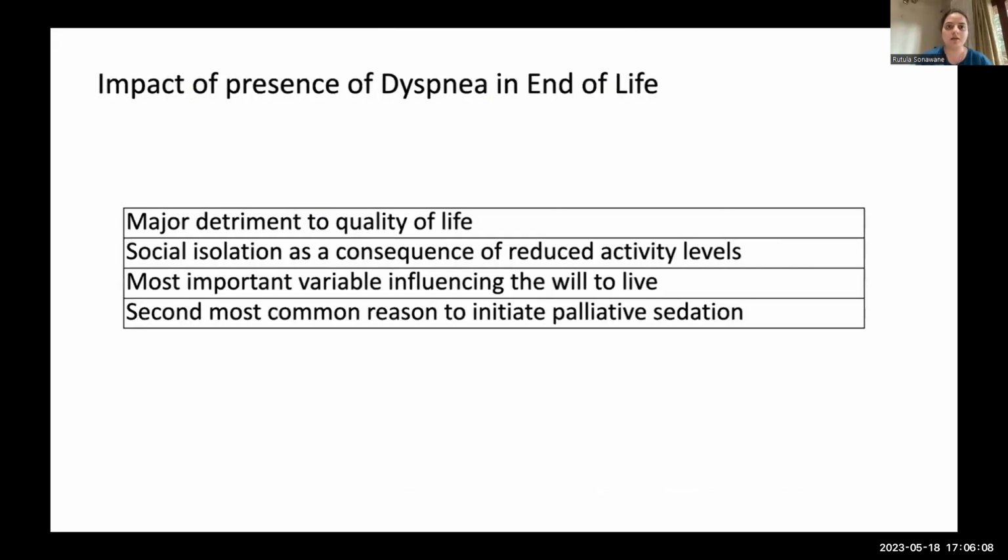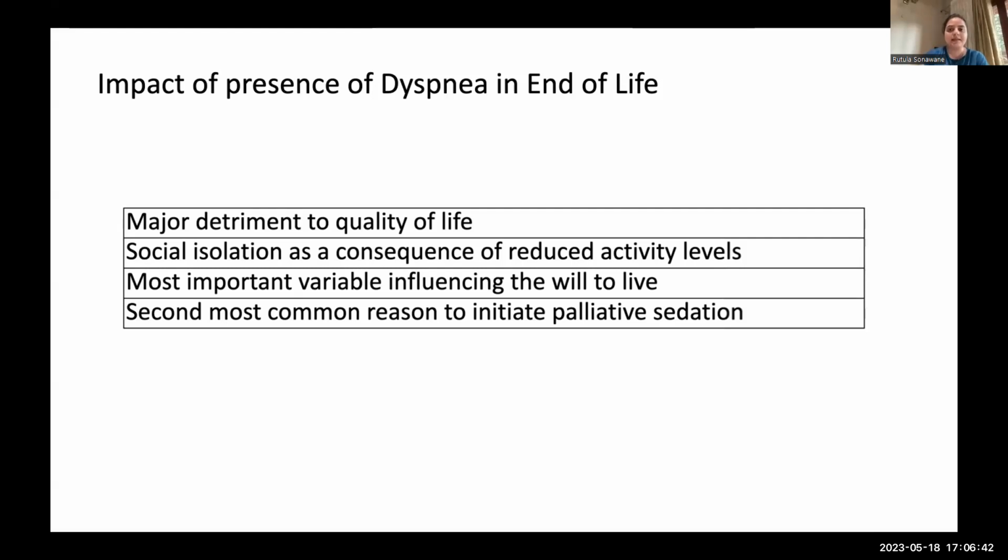So it is a major detriment to quality of life, right? Because the patient is unable to even carry out his activities of daily living. As a consequence, there will be social isolation. Then sometimes the patient might feel fed up with all the things that are happening, and this will reduce the will to live as well. And it is the second most common reason why we initiate palliative sedation.